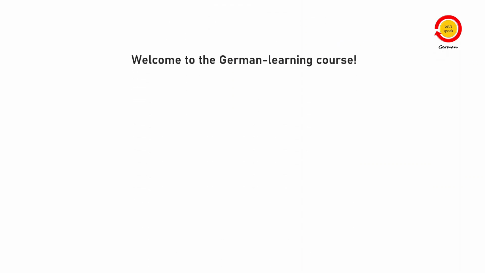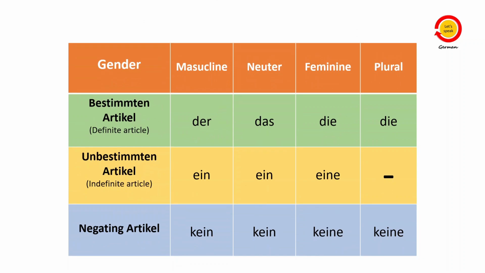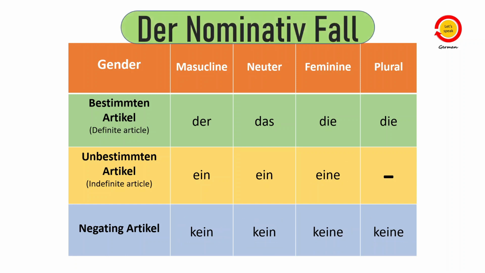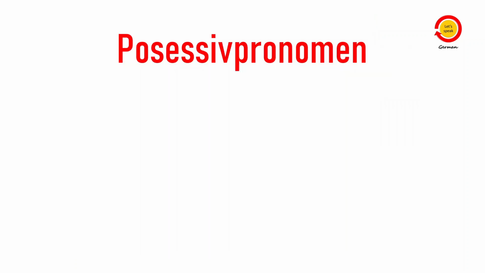In the previous video, we have learned about bestimmten or definite articles der, das, die und die, unbestimmten or indefinite articles ein, einer and negating articles kein, keiner und keiner for nominative case. Today's lesson is only an extension to it. We shall learn about possessive pronouns.